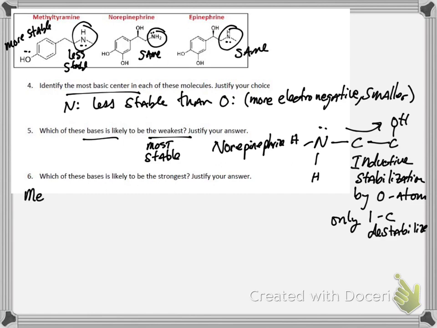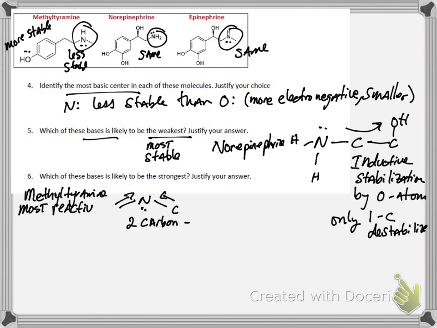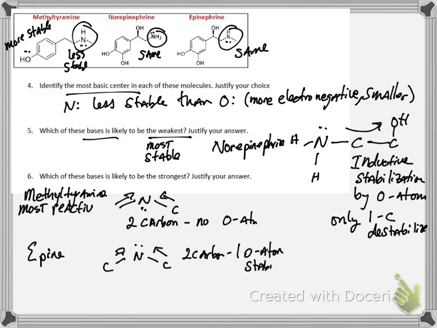All right, so now what we can do is organize the bases. The strongest base is the one that has the greatest number of carbons donating in, right? 2 carbons destabilizing the base and no oxygen atom close to it. So that's going to be the methyltyramine: 2 carbons, no oxygens. Then what we have is the epinephrine, in which we have two carbons destabilizing, just like methyltyramine, but there's an oxygen atom stabilizing, so that's going to weaken it a bit.